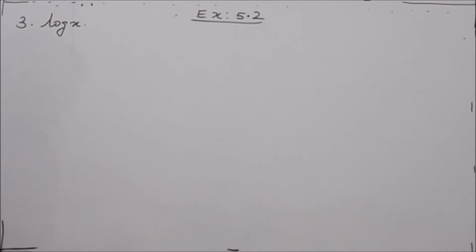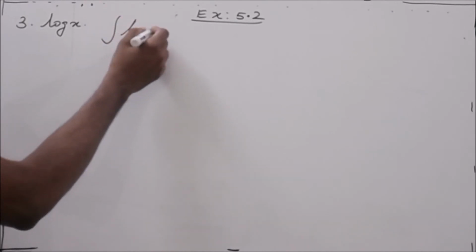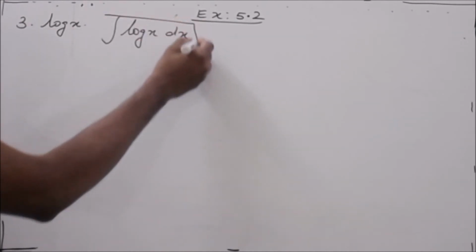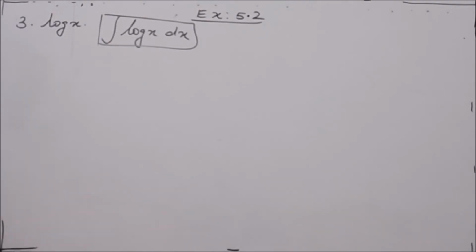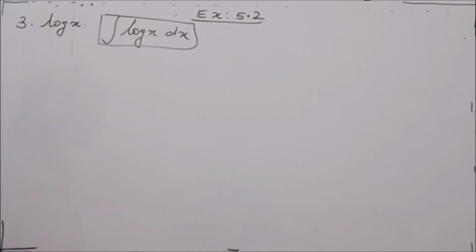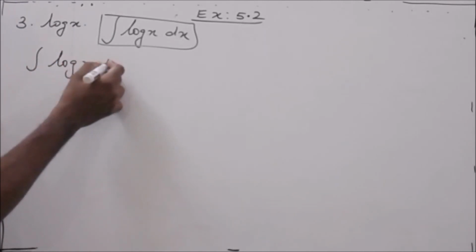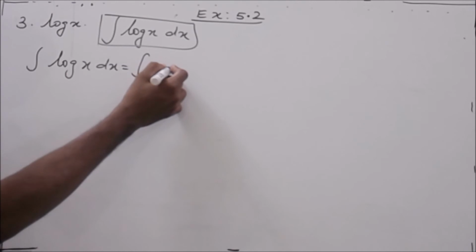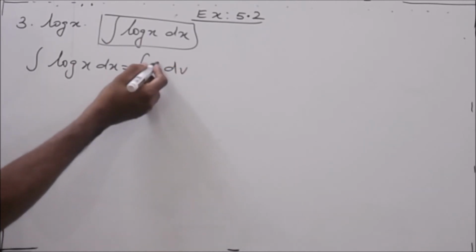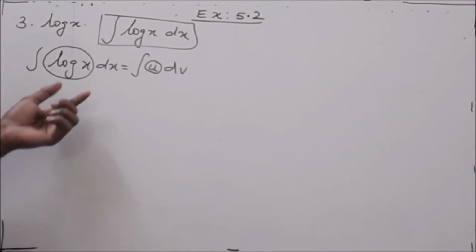The third question is simply log x is given. So we should find integral log x dx. We don't have a direct formula to integrate this, so this is also taken as u dv. Integral log x dx is equal to integral u dv. So simply take u as log x. No other terms appear here, no more functions.